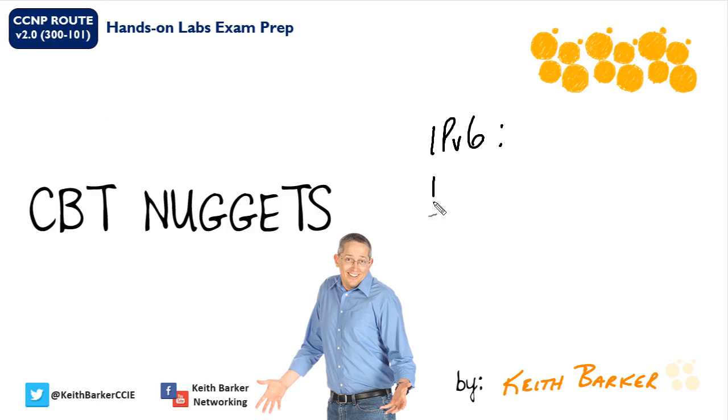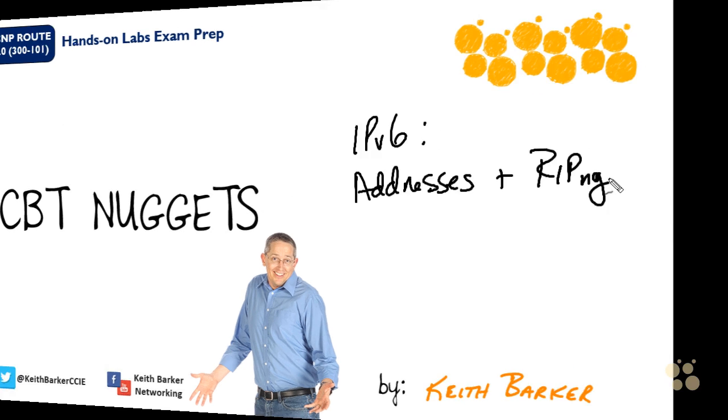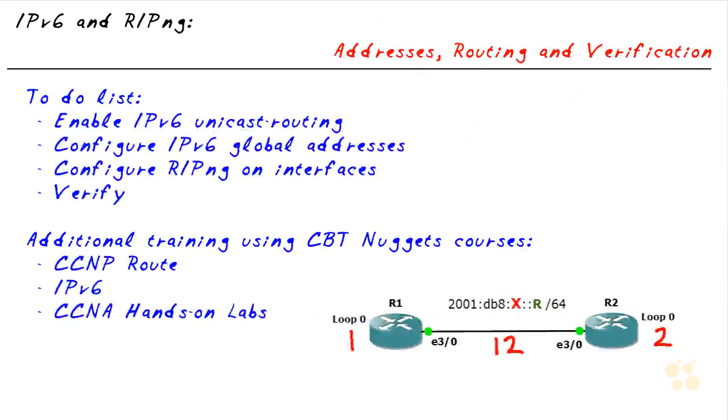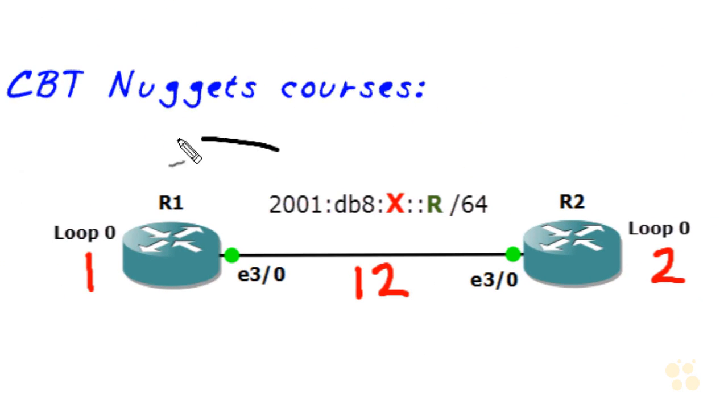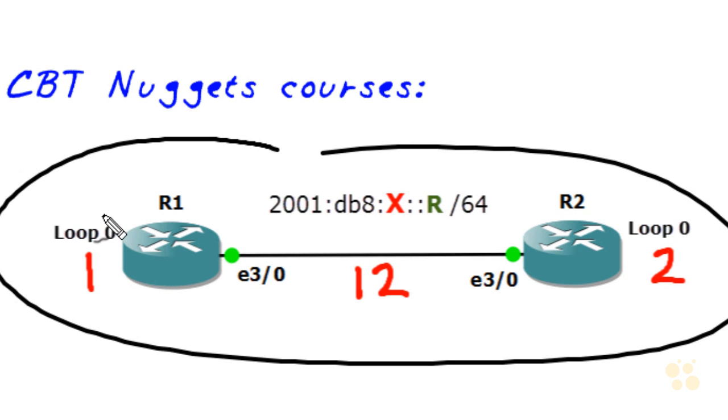In this nugget, you and I get to lab up and verify IPv6 and RIP next generation. Let's begin. IPv6 has a lot going on. In this lab, we're going to build a topology with two simple routers.